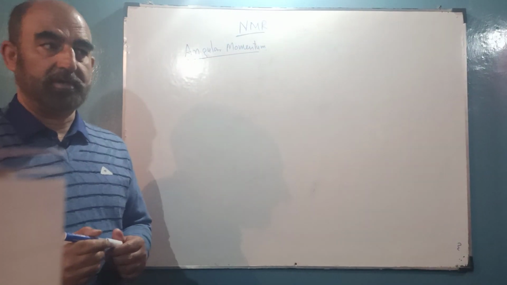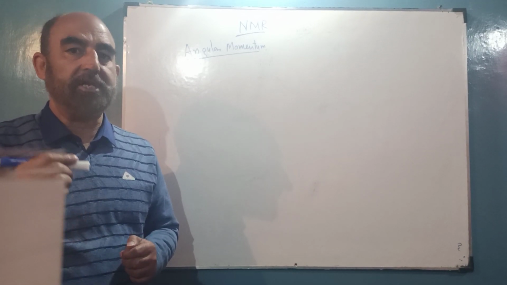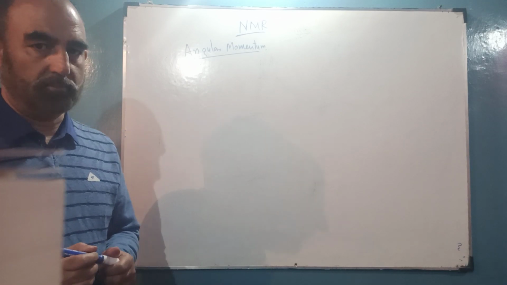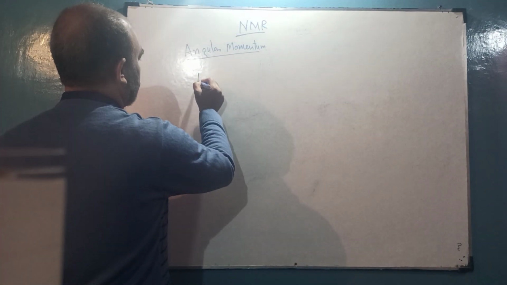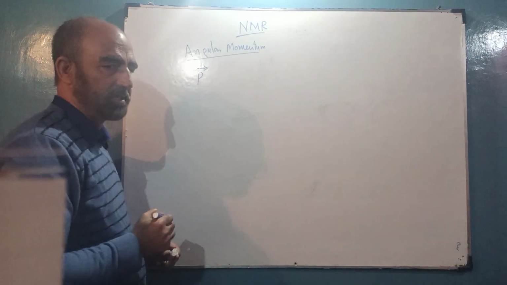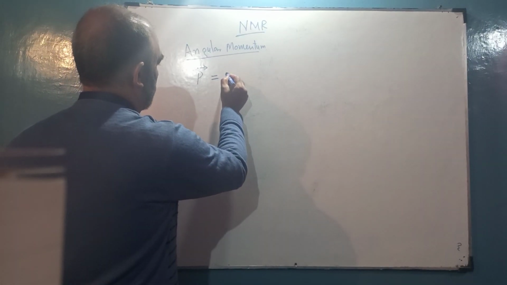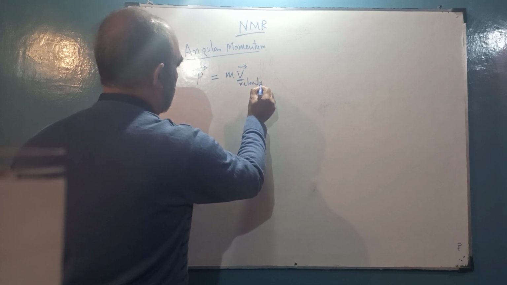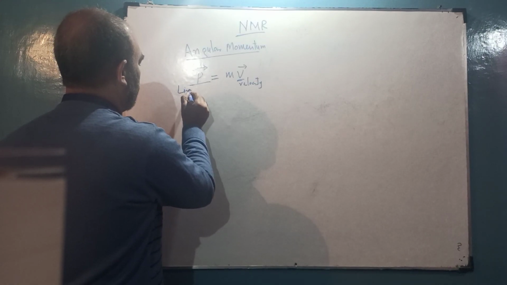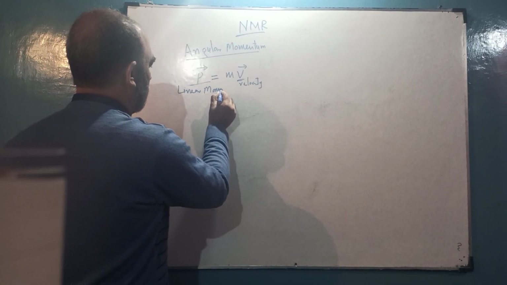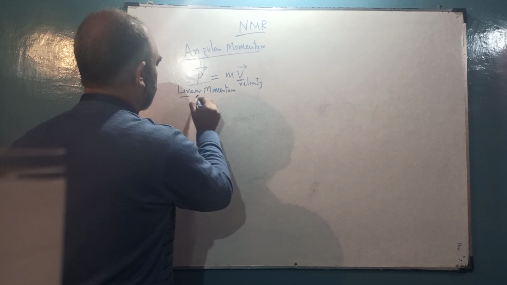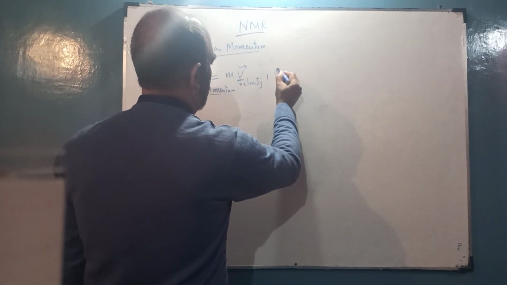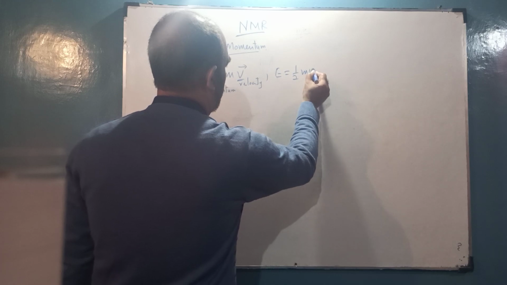Now you know that if an object has a linear motion, that linear motion will impart a linear momentum to that object. So we can write that linear momentum, which is a vector quantity, is equal to mv, where v is the velocity, and this is the linear momentum. And the energy of that particle is given by 1 by 2 mv square, the kinetic energy.